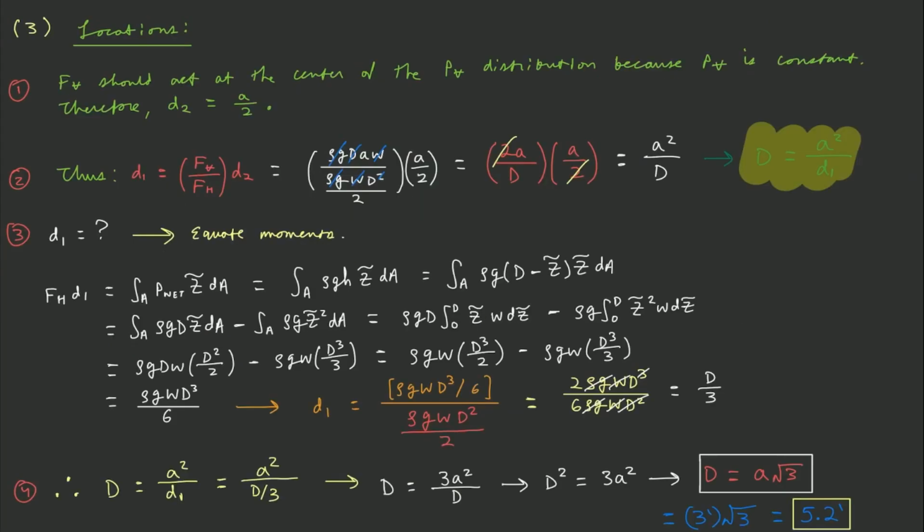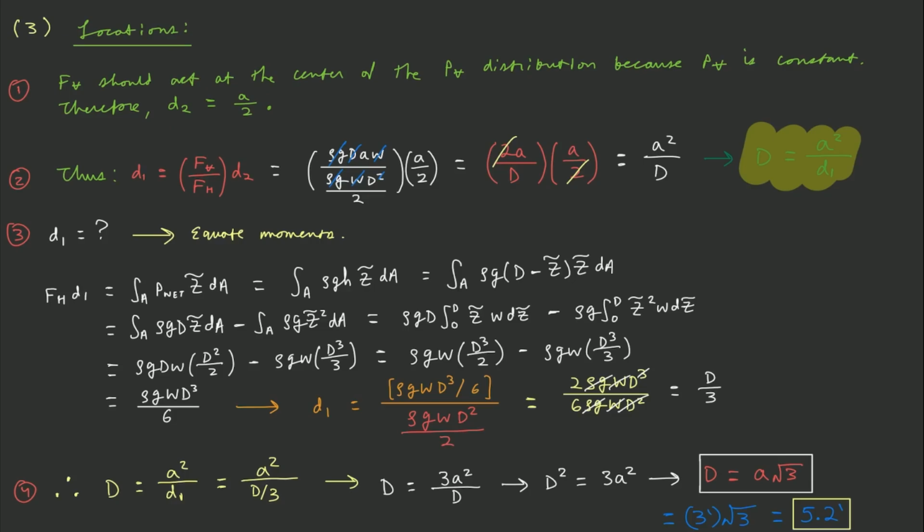Now the next question is, how do we find the locations of these forces, Fv and Fh, so d1 and d2 as we had in those diagrams? The first thing we'll note is that Fv, the subnet force on the bottom plate, should act at the center of the PV distribution because PV is constant. So the pressure on that bottom plate is constant, and the subnet force from that pressure distribution should act at the center of that distribution. Therefore, the distance to that subnet force, d2, should be A over 2, the length of that plate divided by 2. So we're positing that d2 should be equal to A over 2.